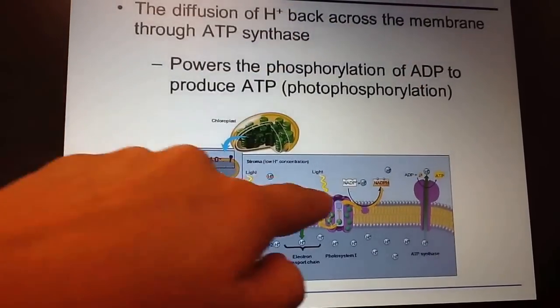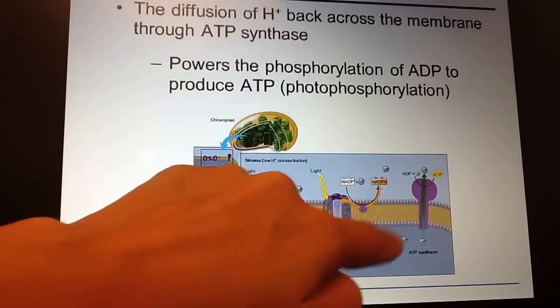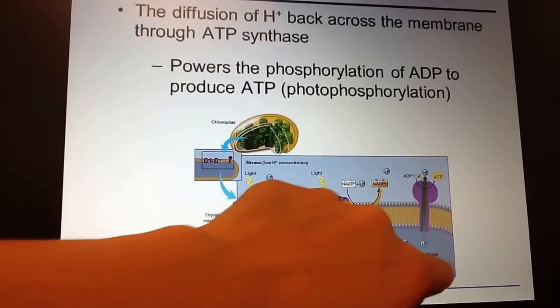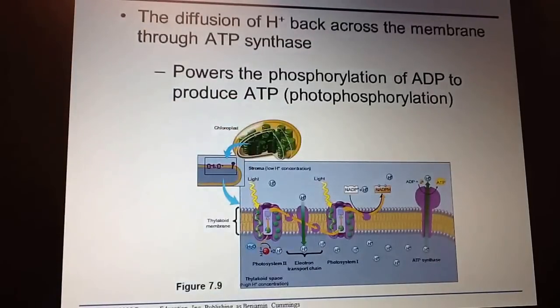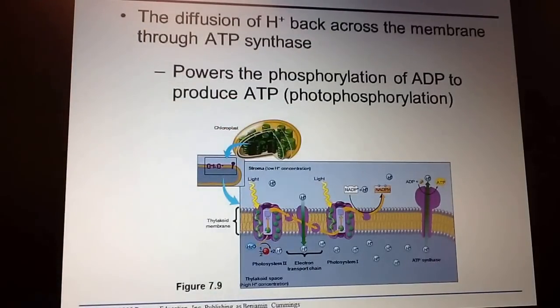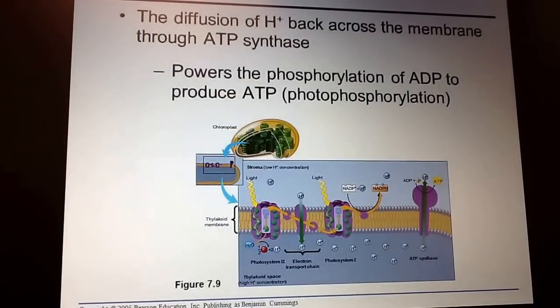So we have previously donated our electron to make NADPH, and now we've used our hydrogen ion concentration to make ATP. These are the two molecules that we need to connect our light reactions to our Calvin cycle, which will be the topic of our next video.